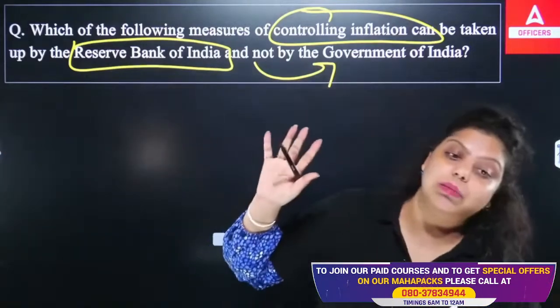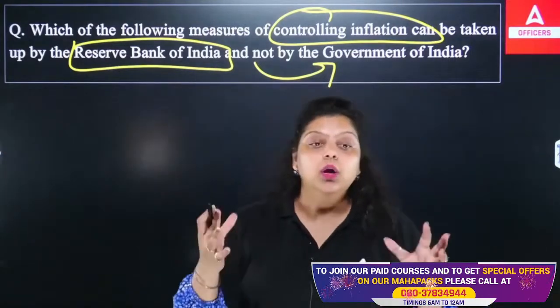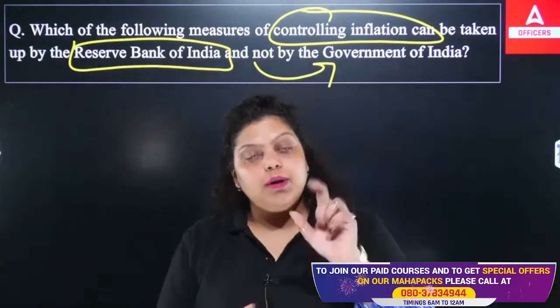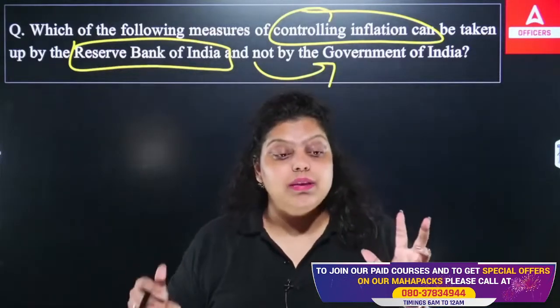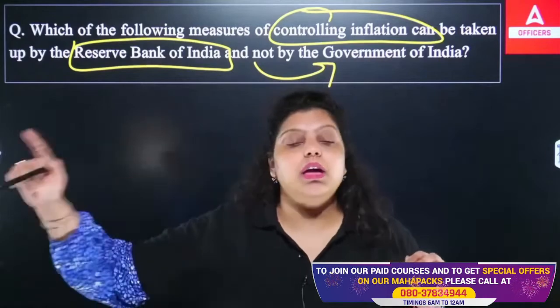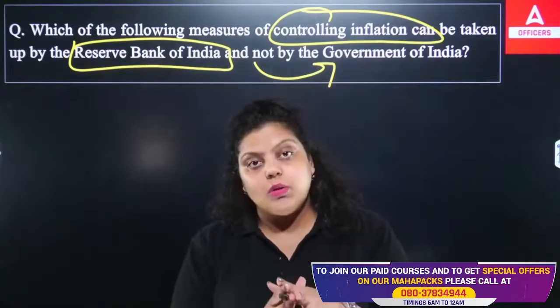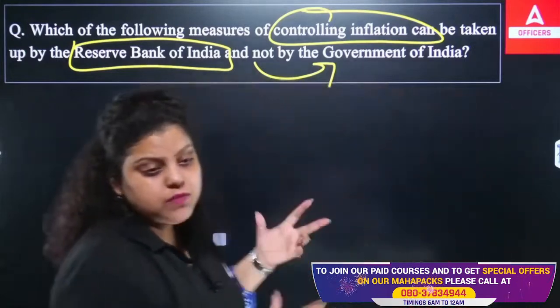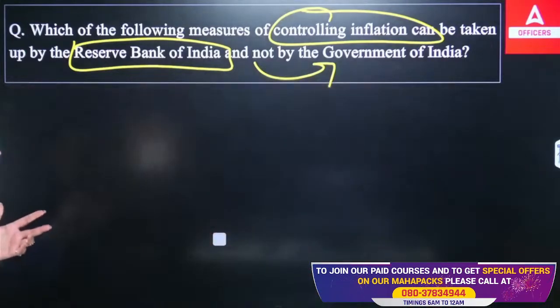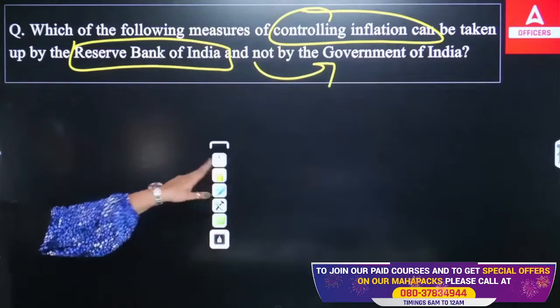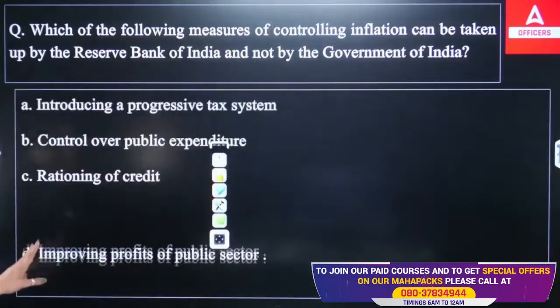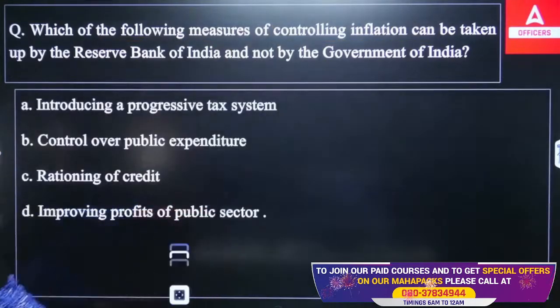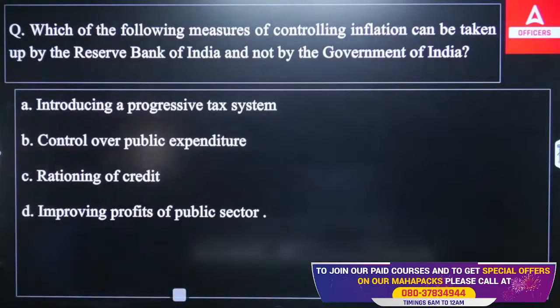RBI has a certain measure known as a monetary measure which controls inflation. The Government of India takes fiscal measures to control inflation. Similarly, we have foreign trade measures, which help in controlling inflation. Apart from that, we have other measures in which production is controlled so that inflation is controlled. Out of these, you have to tell which of the following controlling methods should be used by RBI?